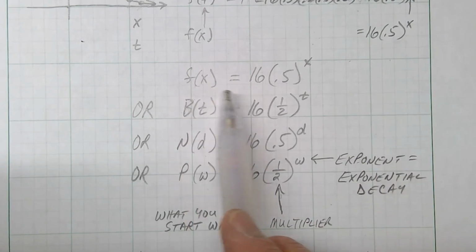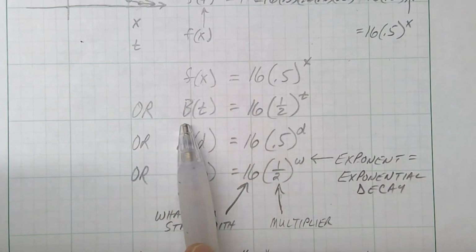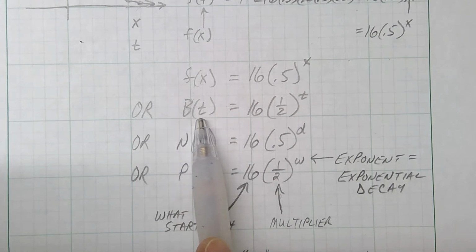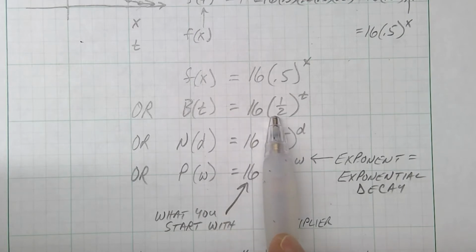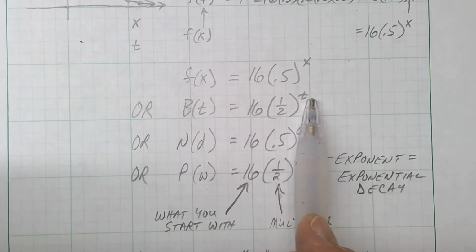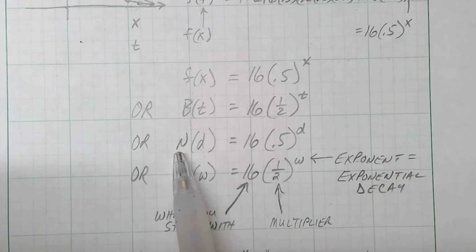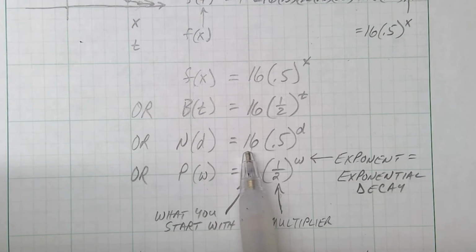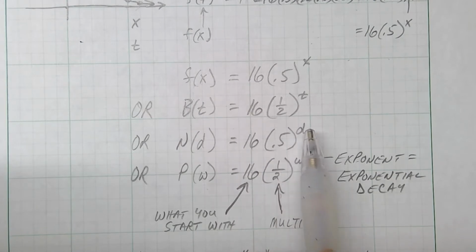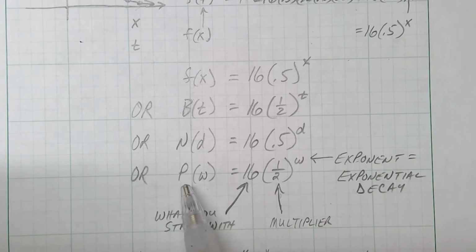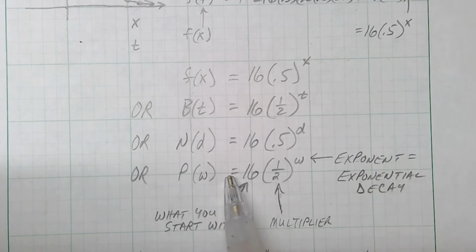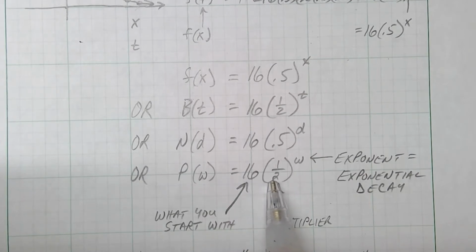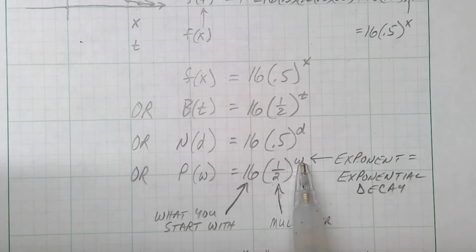Lots of different ways to write it, like this. Or if you want to use the letters in the word problem, you'd say the number of bacteria after a certain amount of hours has passed is 16 times a half raised to the number of hours that have passed. Or maybe the number of fish in the pond after a certain number of days is 16, what you started with, times 0.5 raised to the number of days that have gone by. Or if it's a profit formula, the profit after making a certain number of widgets is what you started with times a half raised to the number of widgets that you made.